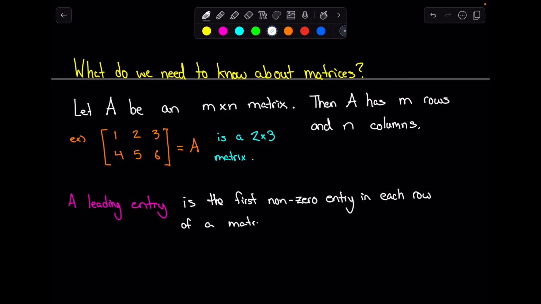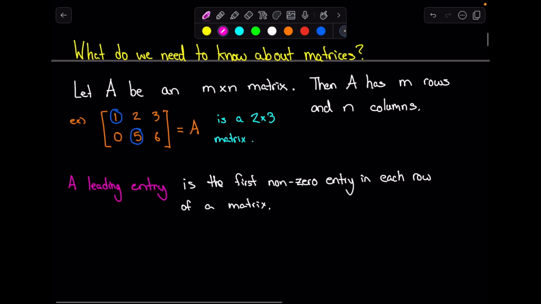So, for instance, in this particular example I gave above, the number 1 is a leading entry in the first row. The number 4 is a leading entry in the second row. But if I had replaced, say, this first value here with a 0, then the first leading entry in the second row would be this 5. Okay. So leading entries are going to be very useful for us because they're going to have to do with this thing called pivots, pivot rows, pivot columns, pivot positions that we're going to talk about here pretty shortly.